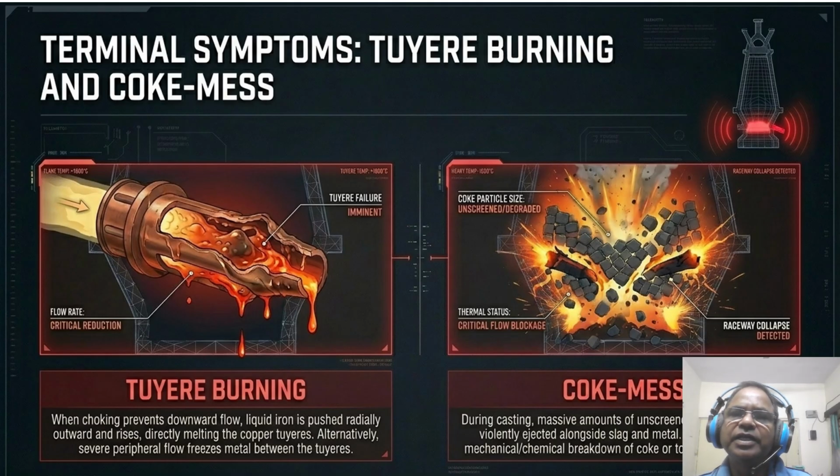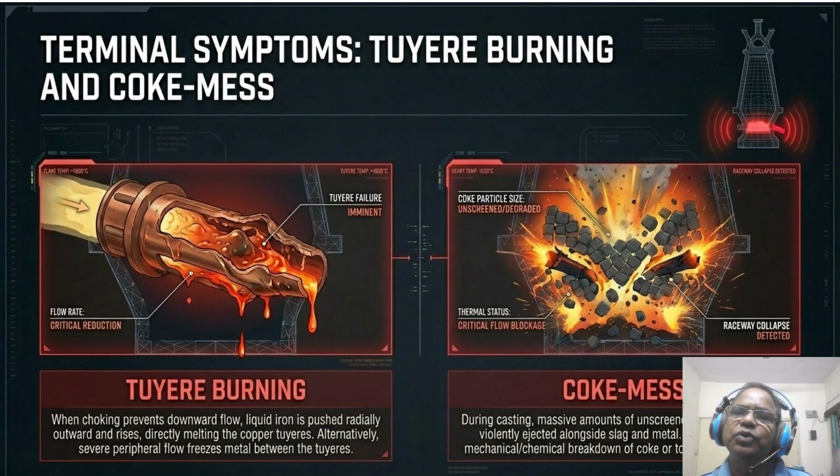You see the red tuyere failure imminent warning. On the right is a coke mess. This looks like an explosion in the raceway. During casting, a massive amount of degraded, unscreened coke is ejected alongside the slag and metal. This is caused by total mechanical or chemical breakdown of the coke grid. When you see the coke mess, your coke window, the permeability of the hearth, is gone. At this point, the furnace is no longer a controlled reactor. It's a chaotic failing vessel. The cost here is not just in downtime, but in the potential for catastrophic breakdown.